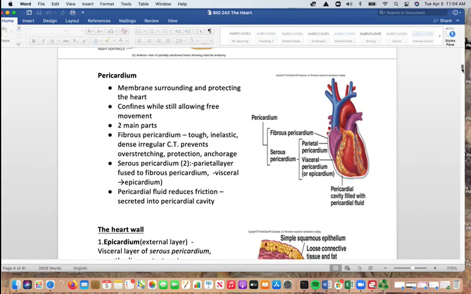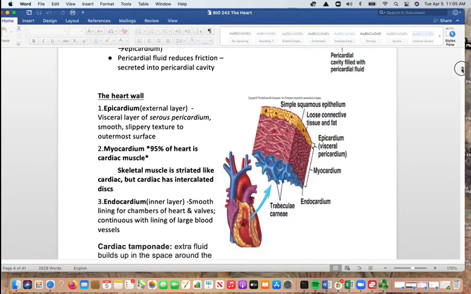So the serous pericardium, you've got the parietal layer that's going to be fused to the fibrous pericardium, and then the visceral portion that is going to be the epicardium that's actually attached to the heart itself. You're going to have pericardial fluid that is between the layers, and that's going to help to reduce the friction. That's a good thing, being that as long as you're alive, your heart is moving.